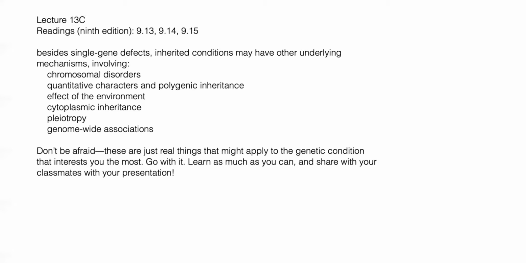Okay. Now, having said that, I want to spend today's video on some of the things that might be underlying as a mechanism for the genetic inherited condition that you decide to work on. One of which we've actually kind of talked about already: chromosomal disorders. We talked about Down syndrome. There's Turner syndrome, Klinefelter syndrome, triple X syndrome. These are basically aneuploid conditions.